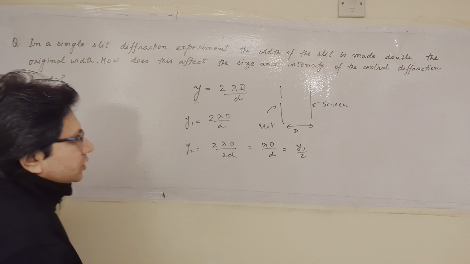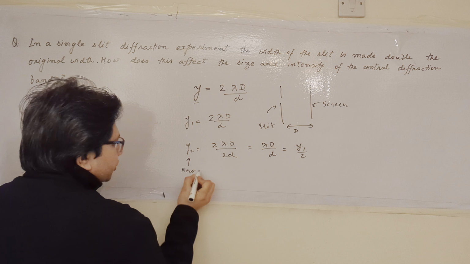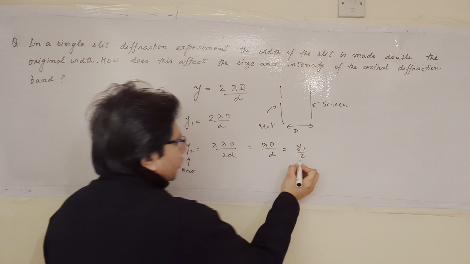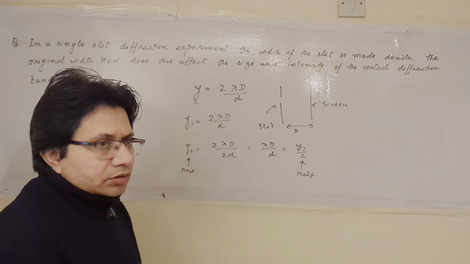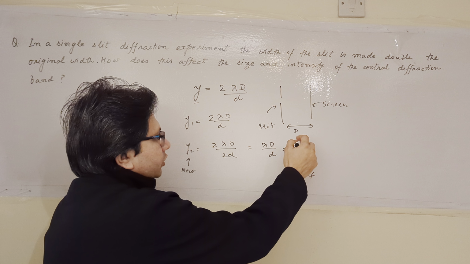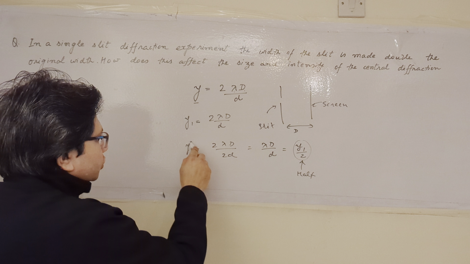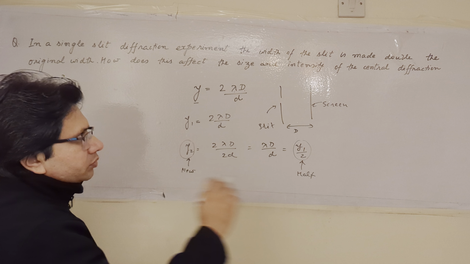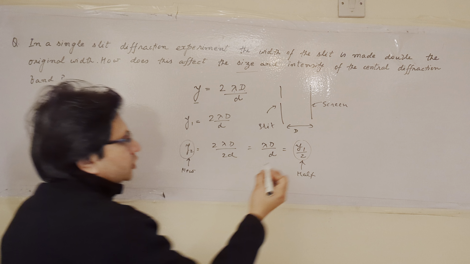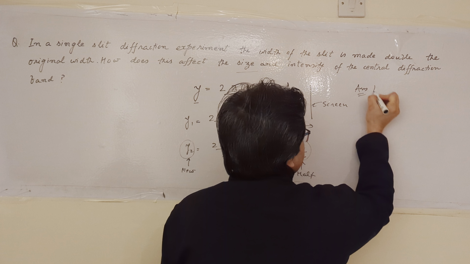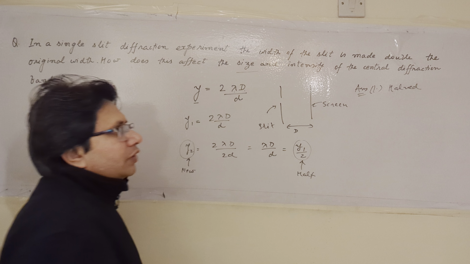So we can say that the new width of the central maximum is equal to half the width of the earlier central maximum. The width of the earlier central maximum was y1, and the width of the new central maximum is y2. In other words, the size becomes halved. So the answer to the first part is: the size becomes halved from the original value.